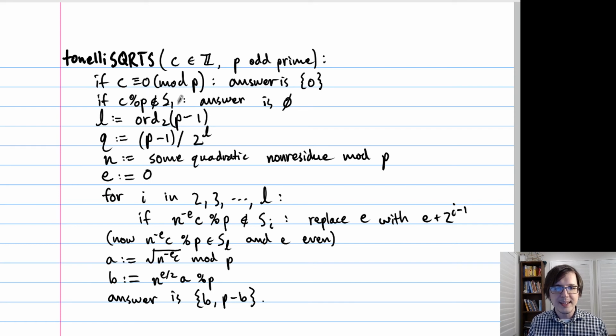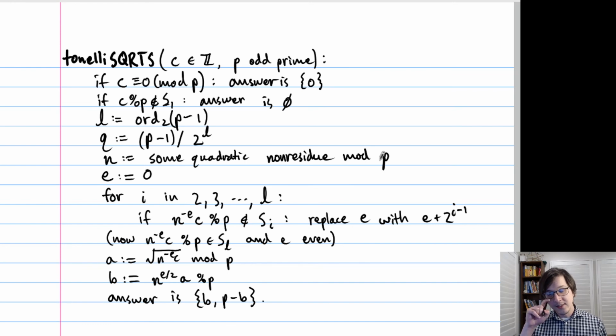Okay, so if C mod P is not in S1, that means C is a quadratic non-residue, which means it has no square root, so we can just answer with the empty set. Then we continue with L and Q defined like in the discussion so far. And then we let N be some arbitrary quadratic non-residue mod P.